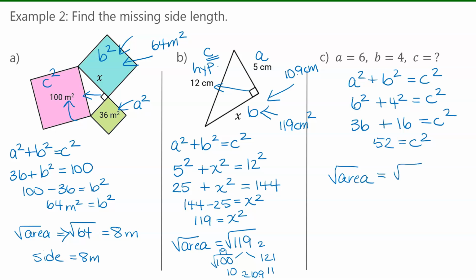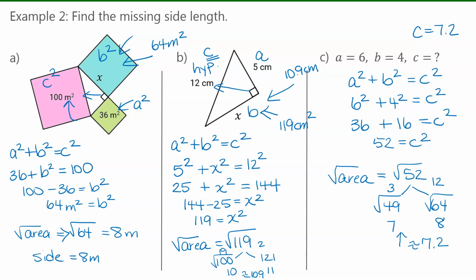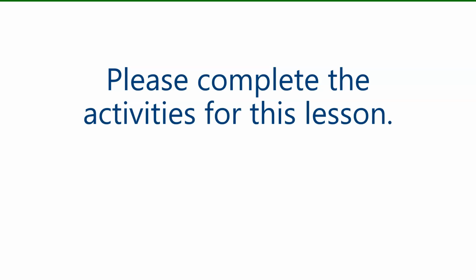So if I square root 52 and estimate that, then the two perfect squares around 52 are 49 and 64. The square root of 49 is 7. The square root of 64 is 8. 49 is only 3 numbers away from 52, and it's 12 away from 64. So that means if I'm picking a number between 7 and 8, it's going to be much closer to 7. So I would say approximately 7.2. There are no units on this one, so c in this case is simply 7.2. Please complete the activities for this lesson.